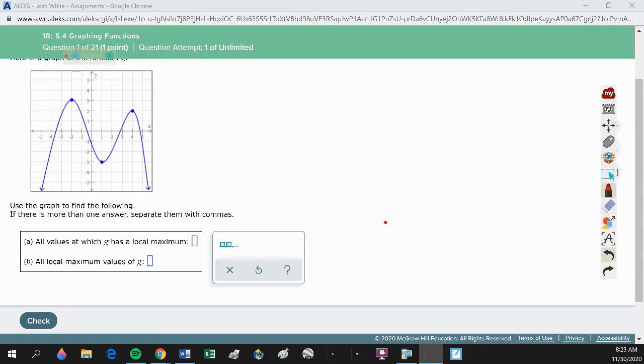This question says, use the graph to find the following. If there's more than one answer, separate them with commas. So, when we talk about maximums and minimums, we're looking at the y values. How tall does the graph get, and how low does the graph get? So in this particular graph, this is a maximum. Okay, and the maximum value is y equals 3. What about a minimum value? What's the lowest point this graph reaches?